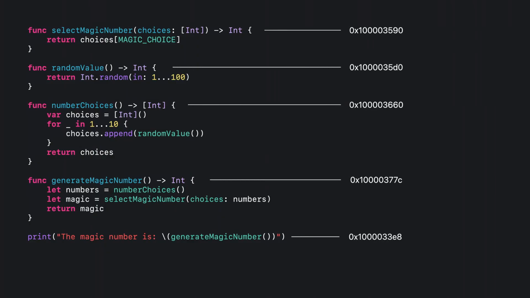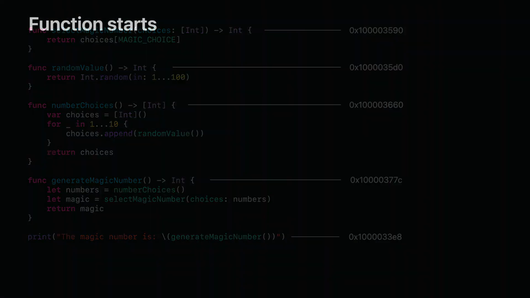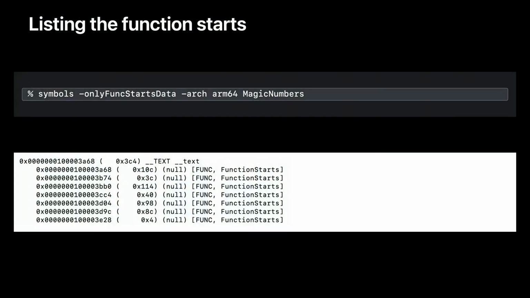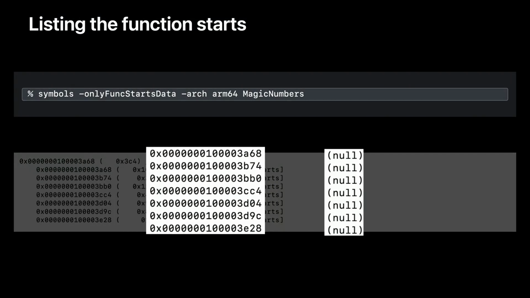The function starts debug info does this by encoding the list of addresses in your app's link edit segment. Since this is embedded directly in your app, the Mach-O header also has a load command to inform us where we can find it, which is LC_FUNCTION_STARTS. You can see these for yourself with the symbols command and the -onlyFuncStartsData flag.